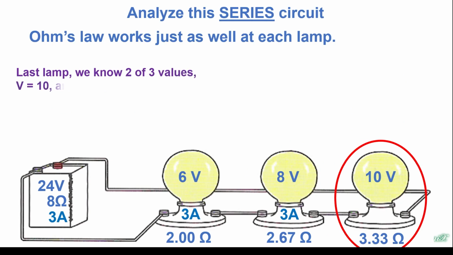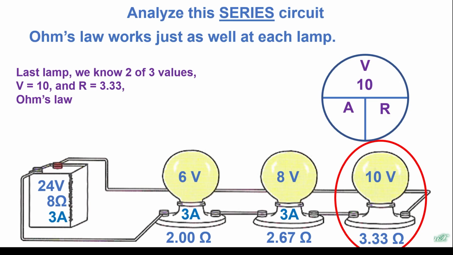Last lamp, we know 2 out of 3 values of this as well. Going to use Ohm's law to figure that out. Putting 10 volts in the top and 3.33 ohms of resistance. And 10 divided by 3.333, it's 3. Amperage is the same again.